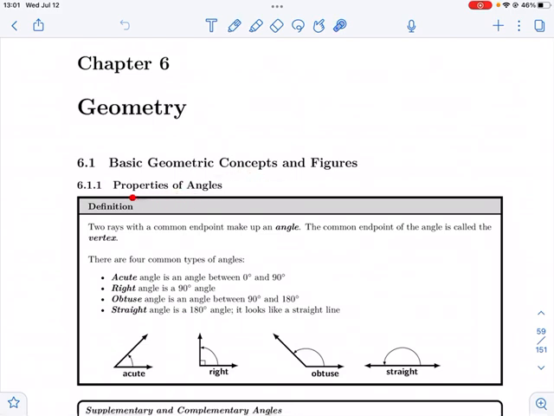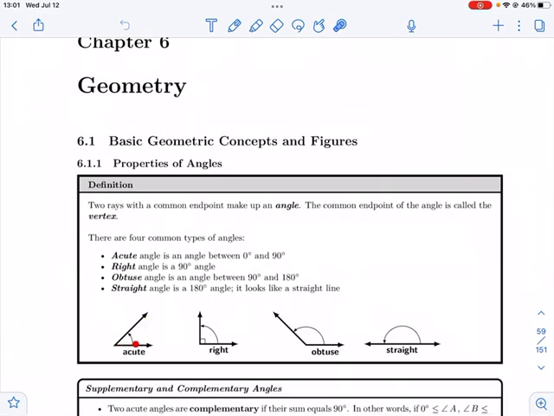We start with properties of angles. Two rays with a common endpoint make up an angle. For example, here, this ray and this ray, they make up this angle. The common endpoint, this point here, is called the vertex. This is the vertex, and this is the vertex.